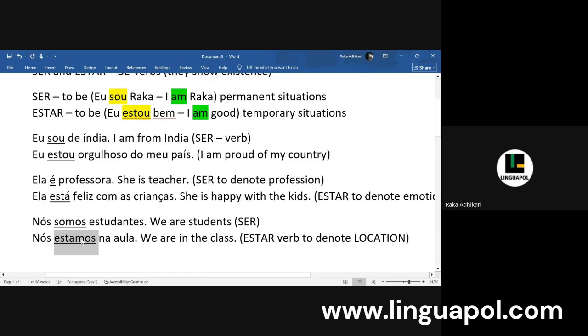So I am using the star word with location because right now we are in the class. In the next moment, we will be somewhere else. Our location can change. Okay? So it is a temporary denomination. That's why we are using the star word to denote location.